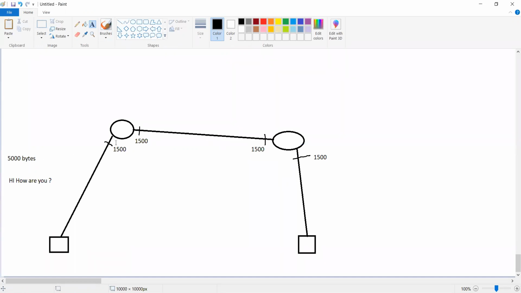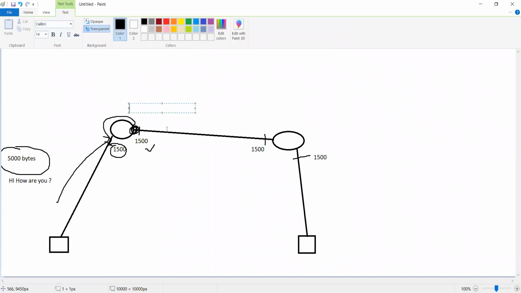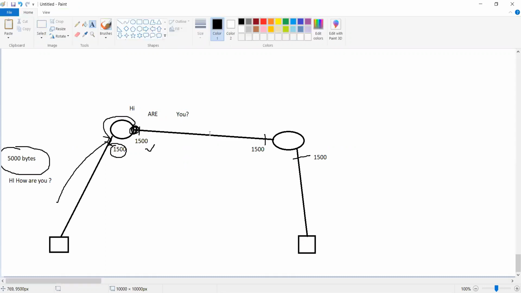Now this 5000 bytes are received over here. He won't check this interface MTU. Reason being, he has received it. When he's transmitting from this interface, he will check the MTU. What is my MTU size? What is the data size? This is 1500, so I need to fragment this data. In order to fragment that, he'll mark "Hi" into one fragment, "R" into one fragment, "U" into another fragment, and the question mark. Then "how" into one fragment, for example.